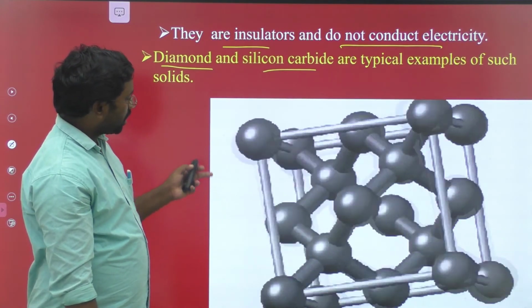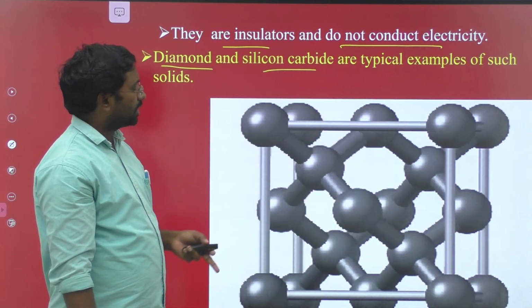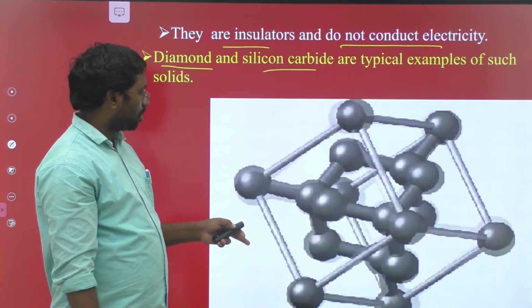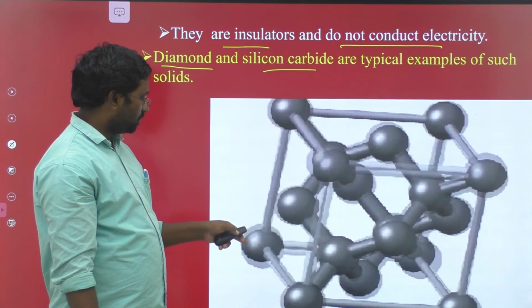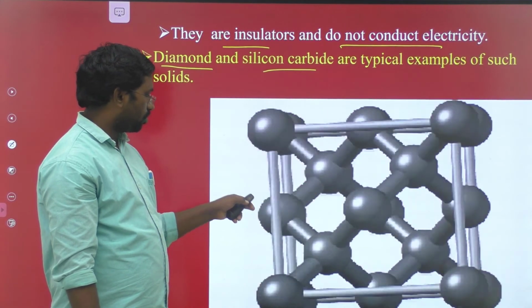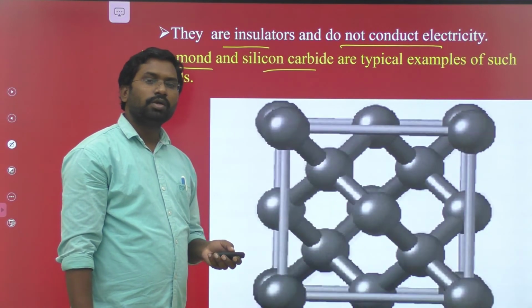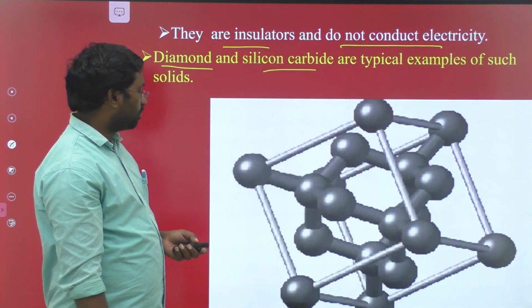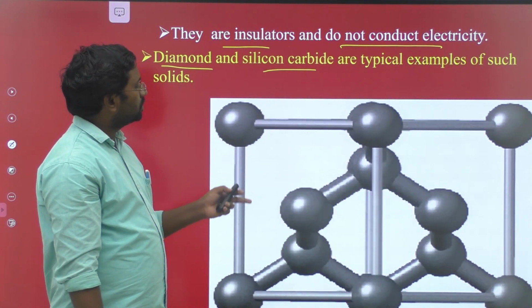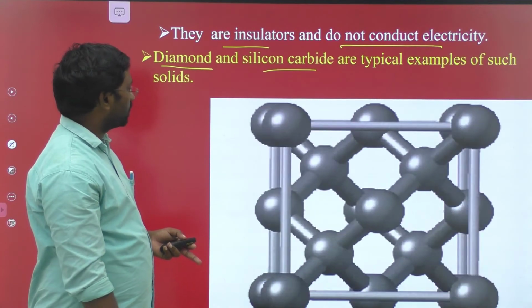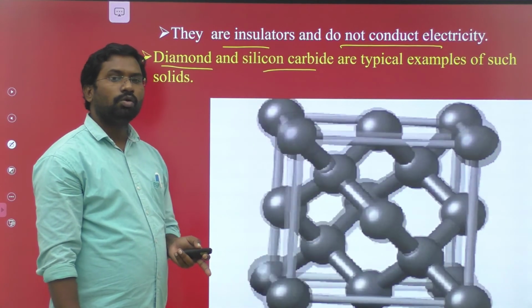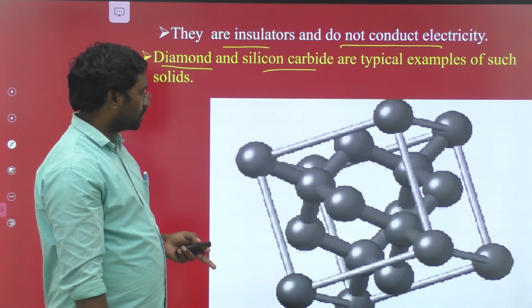So in diamond, the carbon particles are arranged in a particular tetrahedral manner. Each carbon atom is bonded with neighboring atoms, and the bond present between the two atoms is a covalent bond. So in covalent or network solids, the covalent bond is present between them. So diamond acts as an insulator, because there is no free movement of electrons according to the structure.